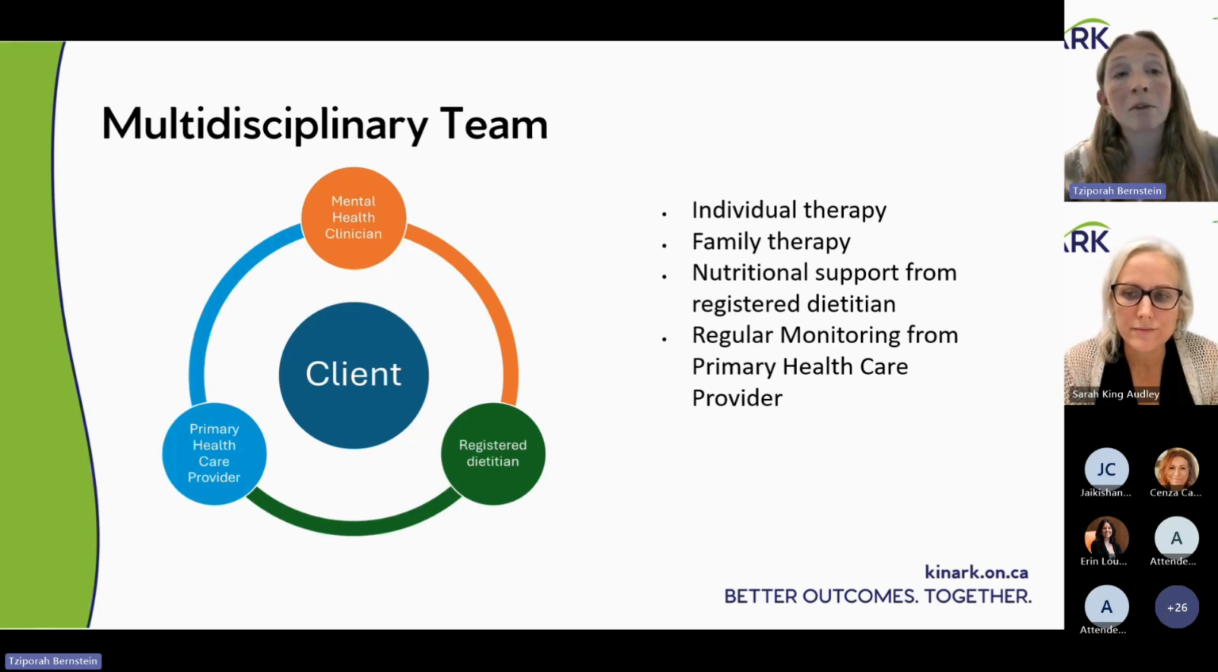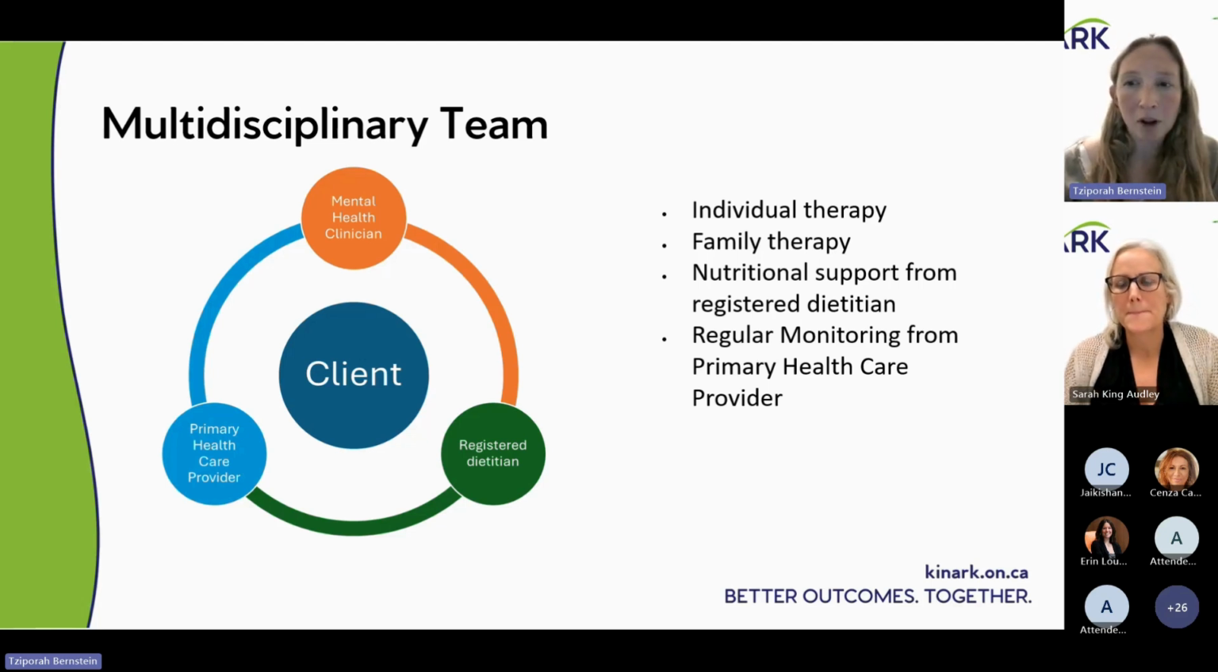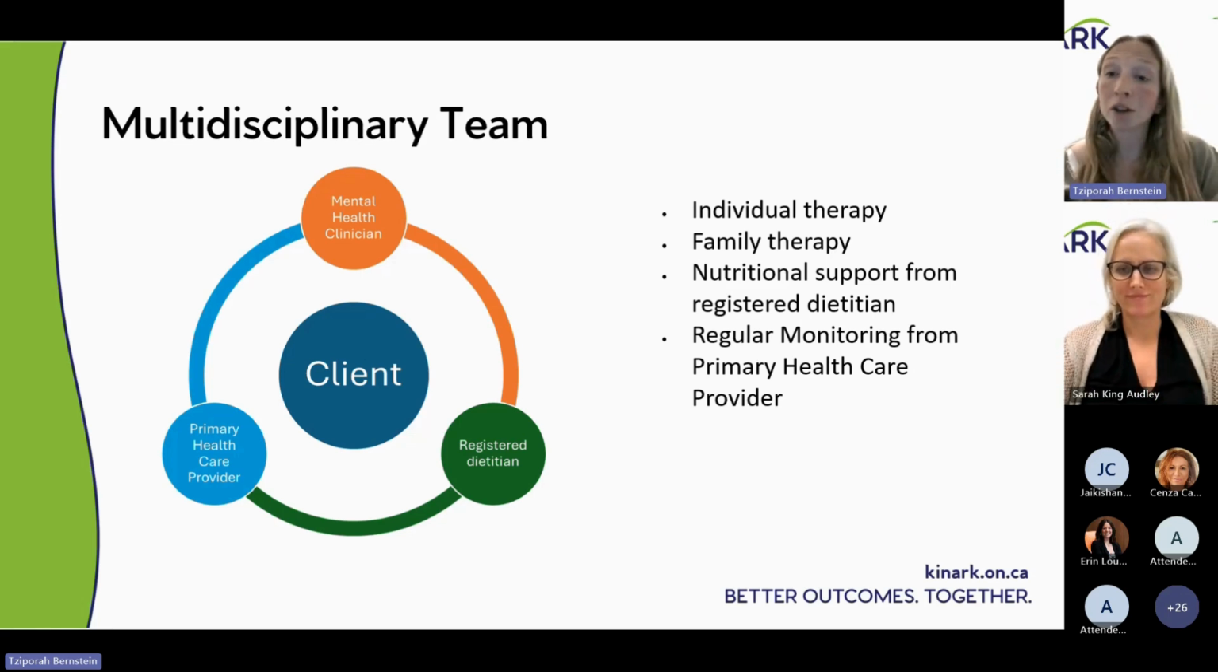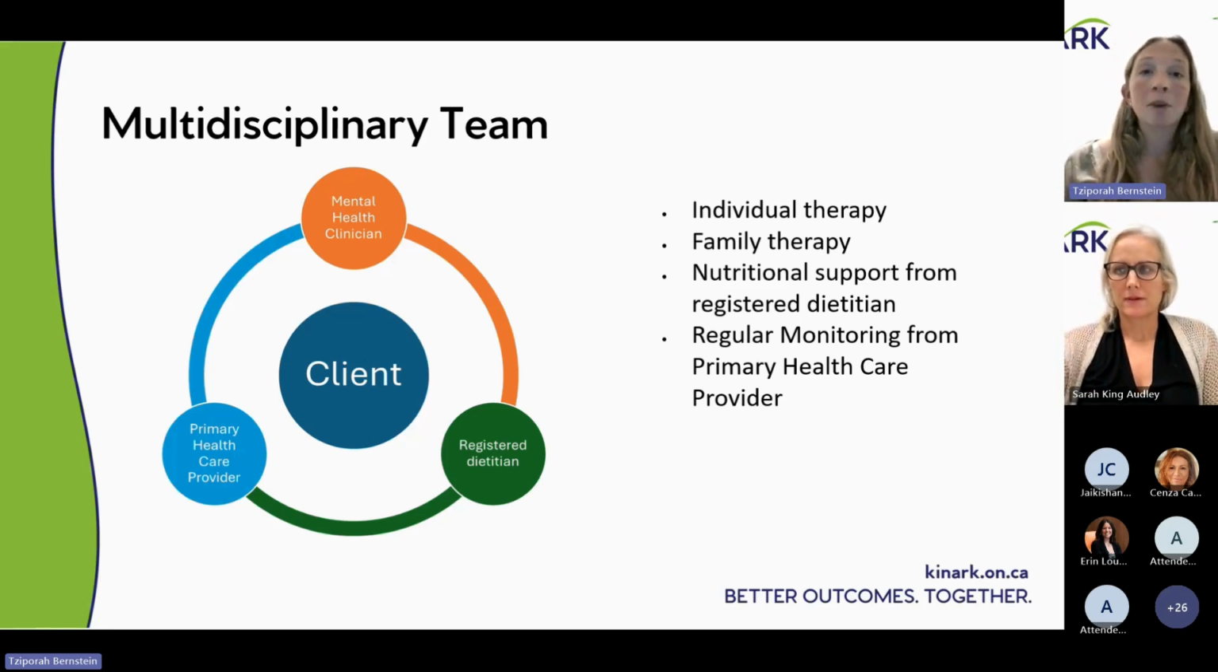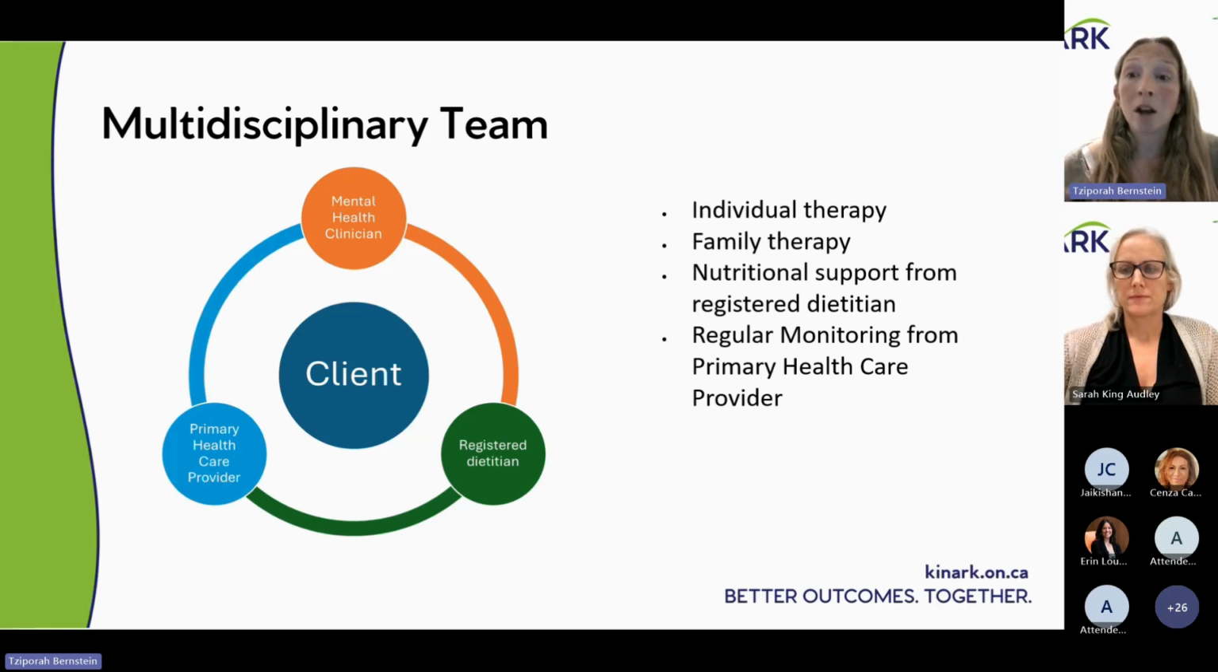So typically we have some sort of mental health clinician, whether it's a social worker, a psychotherapist, a psychologist. We have a registered dietitian and some sort of primary health care provider. Most people have a primary care provider, but then there might be a nurse involved or something like that. So again, there's individual therapy, family therapy, nutrition support from the dietitian, regular monitoring to make sure that we're not missing any severe symptoms and anyone who is medically unstable.